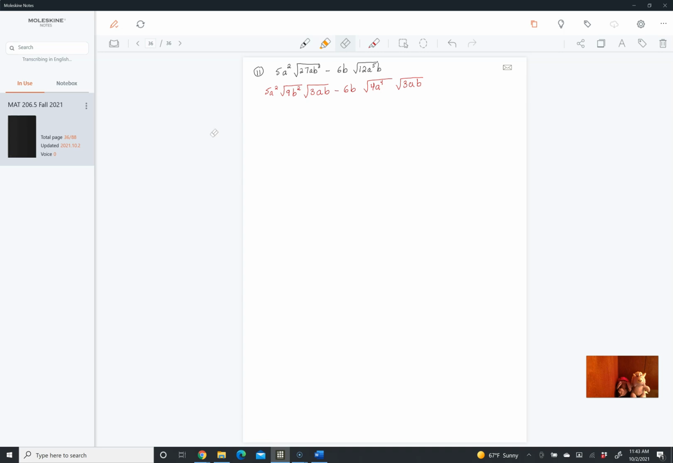And now we just reduce. So we have 5a squared. Square root of 9b squared. Well, the square root of 9 is 3. And then 2 divided by 2 is 1. So we have b to the 1st. The 2 divided by 2 came from taking the exponent and dividing by the index, which is 2. And then we have square root of 3ab.